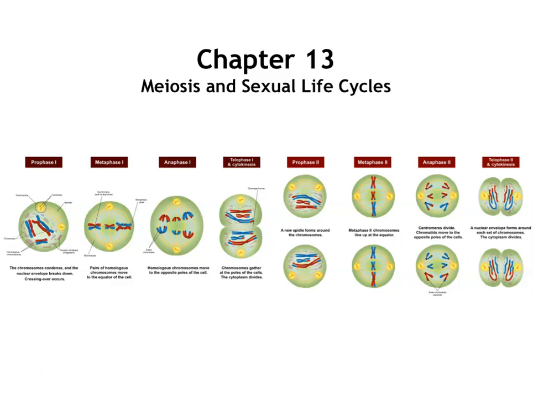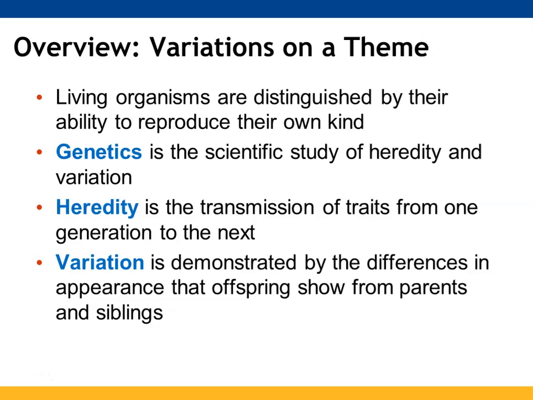All right, chapter 13 is going to focus on meiosis or sexual reproduction. We are able to distinguish between living organisms in part because they are able to reproduce their own offspring. We can explore this a little bit further by looking at genetics, which is the relationship between heredity and variation. Heredity is being able to transmit traits between generations, and variations are the differences that we see in appearance between parents and offspring, as well as offspring and their siblings.